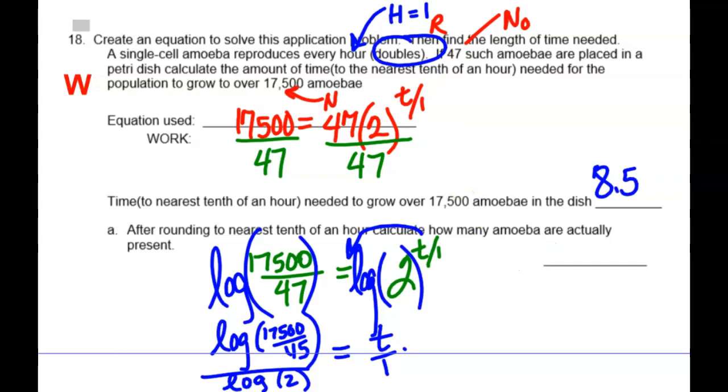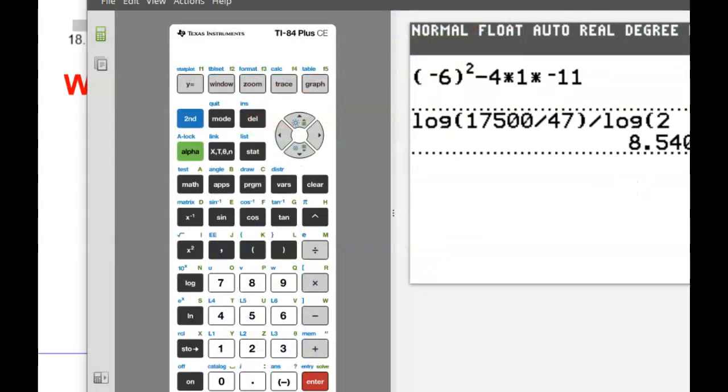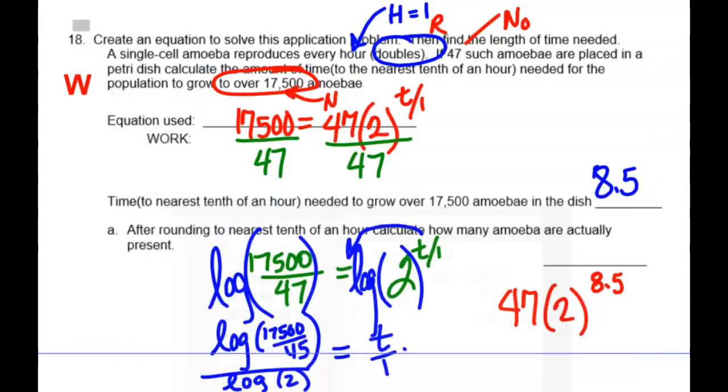Now, the problem is, I don't think we got over 17,500 because we would have had to round it differently. So you just have to tell me what you did get to. I'm not going to be picky, but if you put back in an 8.5 here, 47 doubling 8.5 times is 17,016. When I wrote it down. Oh, right there. Thank you.